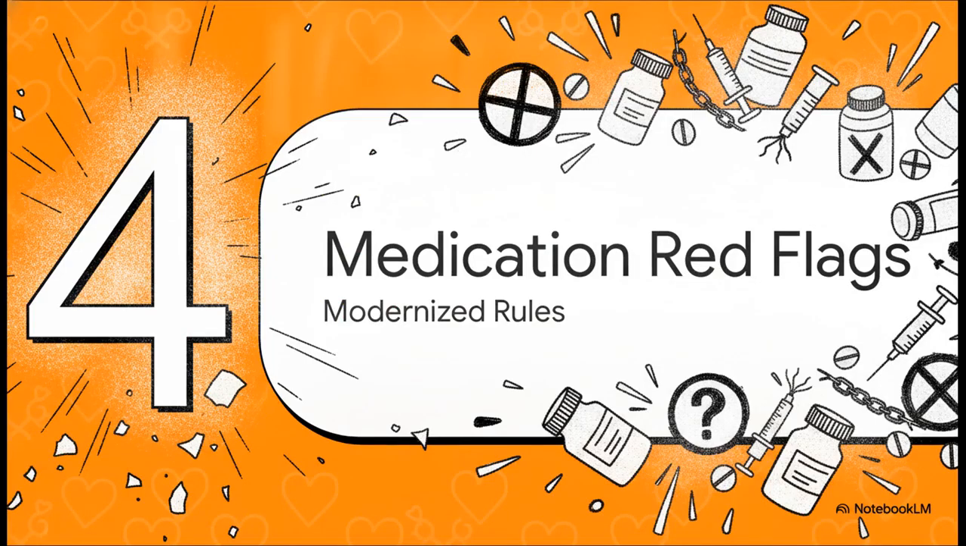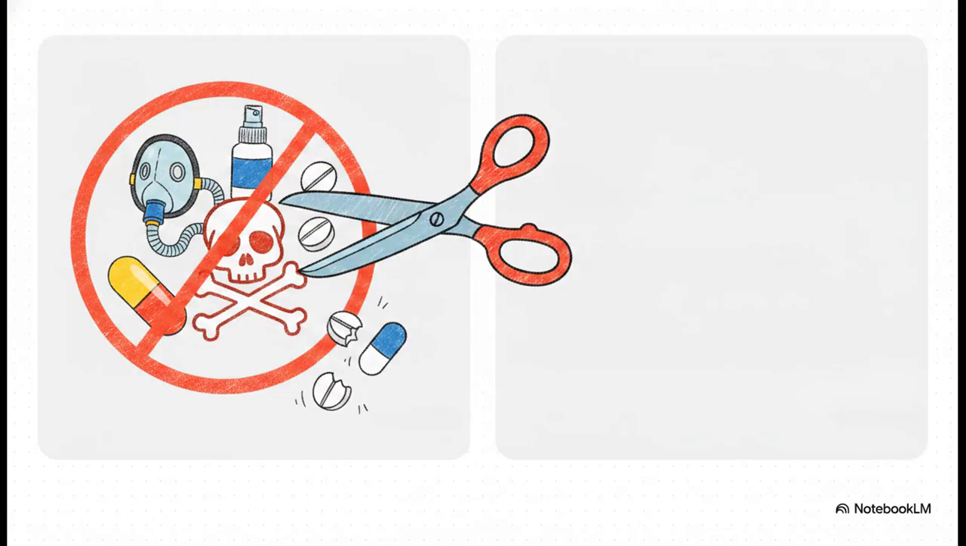Which brings us to Section 4, medication rules and red flags. This is arguably the most critical part of this explainer, the medication minefield. For decades, we were all drilled on the MONA-B mnemonic, right? Give everyone morphine, oxygen, nitroglycerin, aspirin, and a beta blocker.